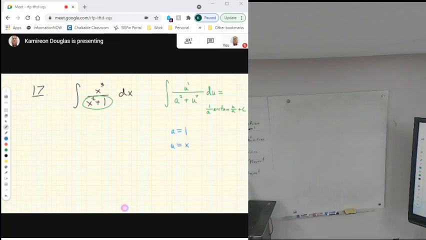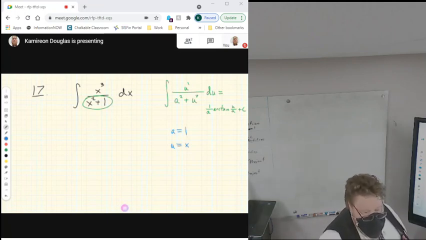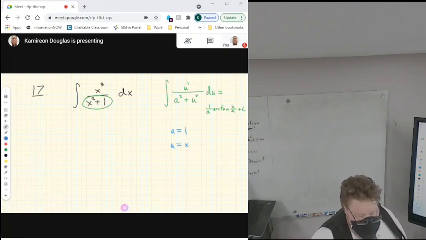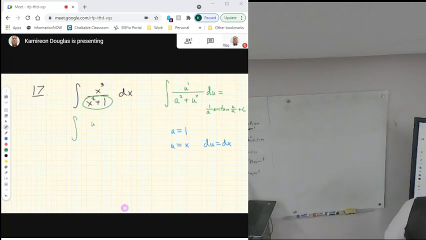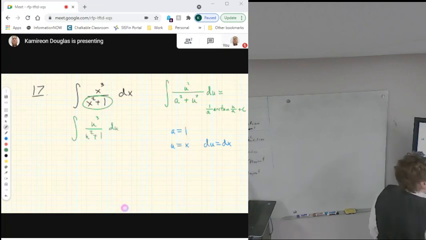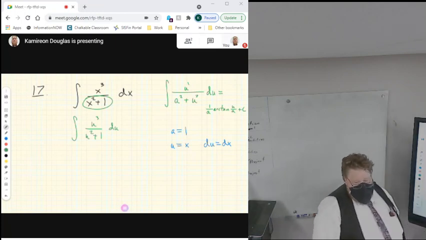Unfortunately, if I choose this as my a and my u, you might notice there's a problem. I don't actually fix anything. Nothing actually gets better. If I do this as my a and my u, well, first let's go ahead and do du. My u prime would be just 1. So this just ends up becoming the integral of u cubed over u squared plus 1 du. That's not better in any conceivable way.